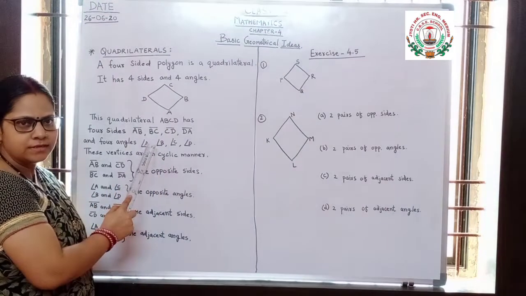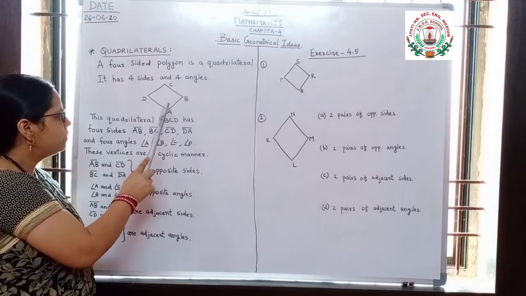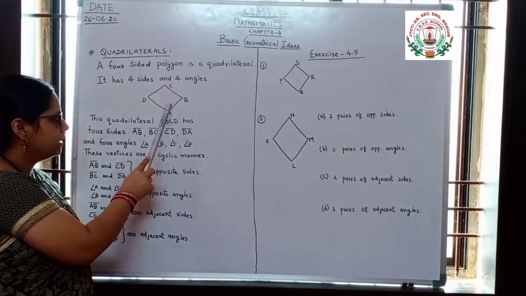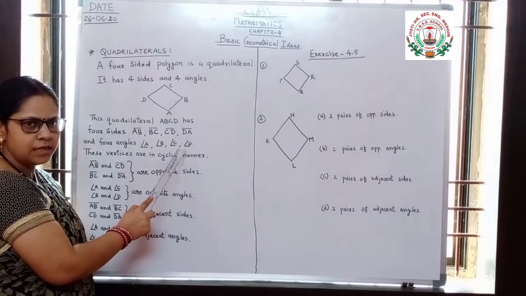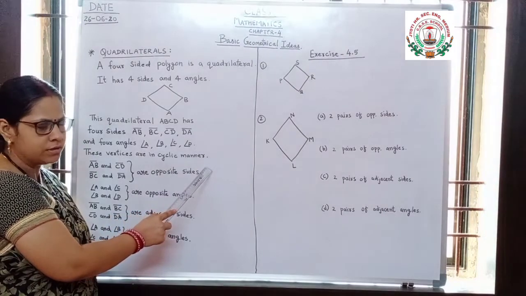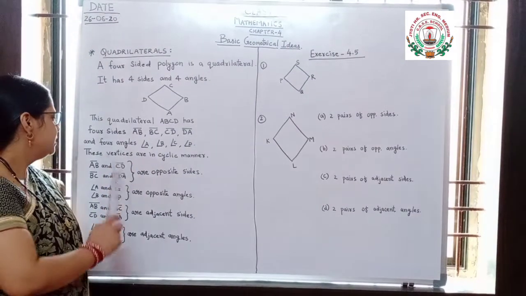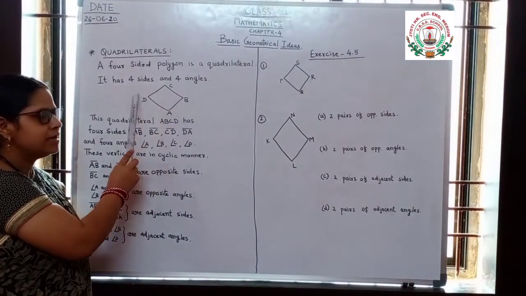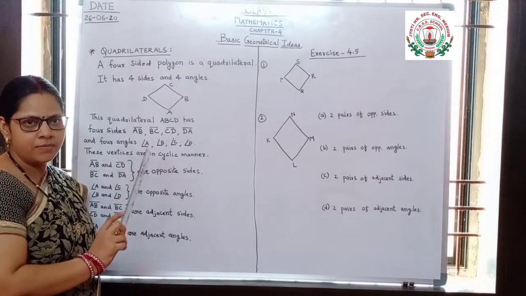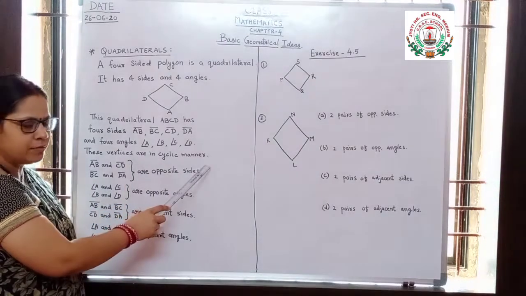Then 4 angles, these are the forming angles. So 1, 2, 3, 4. 4 angles are forming. So angle A, angle B, angle C and angle D. These vertices are in cyclic order, means in cycle. These vertices A, B, C, D are in cyclic order, means in order. In A, B, C, D they are coming together. So these vertices are in cyclic manner.